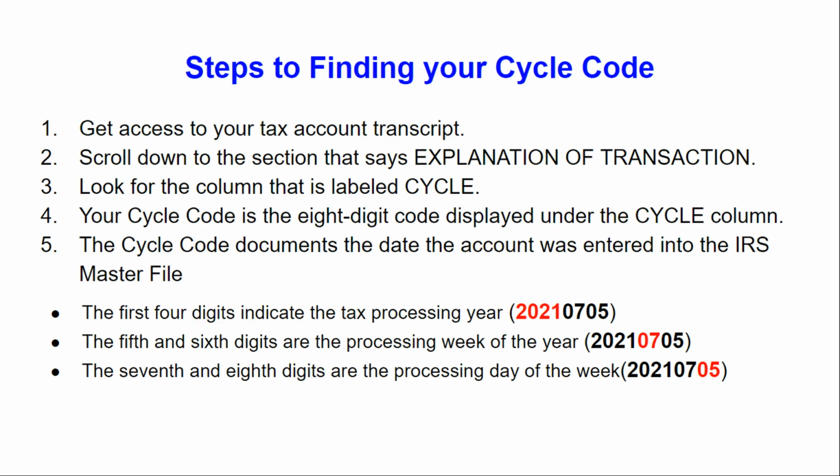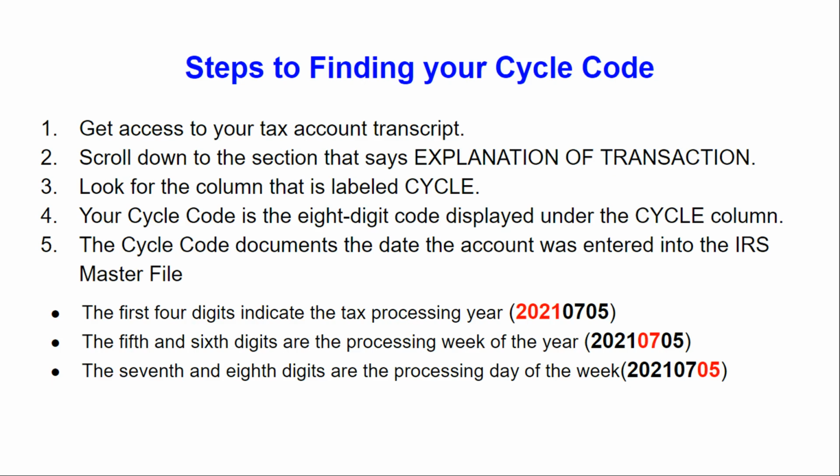Here are the steps to finding your IRS cycle code. Get access to your tax account transcript. Scroll down to the section that says explanation of transactions. Look for the column that is labeled cycle. Your cycle code is an 8-digit code displayed under the cycle column. The cycle code documents the date the account was entered into the IRS master file to begin processing.